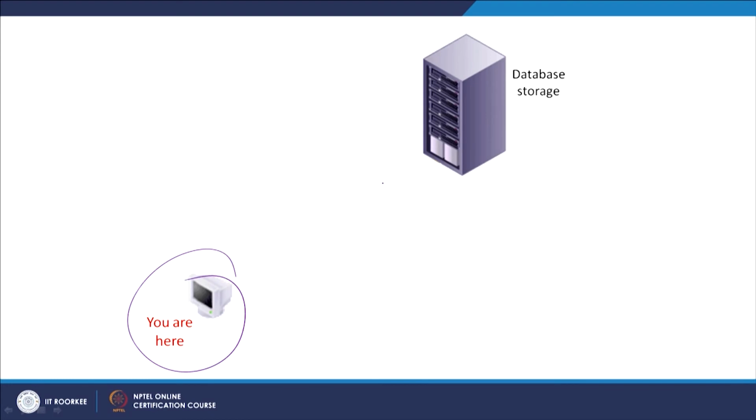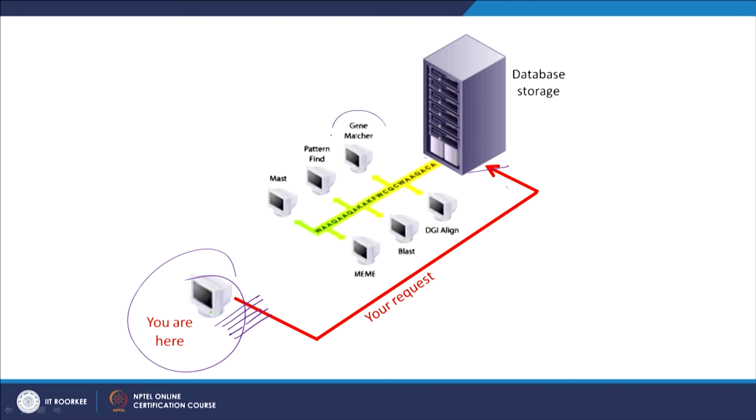And then this is the last slide. Let's say you are connected to the internet. This is your database storage. And then what happens? You send a request. For example, let's say you have a file. In one of the lectures we will be doing this, and you send, please align this file with your database, tell me what it matches best with. It will go for gene matcher, for alignment, for BLAST, for MEME, for MAS, for pattern finder, and after it has done all that analysis, it will get back to you with information.